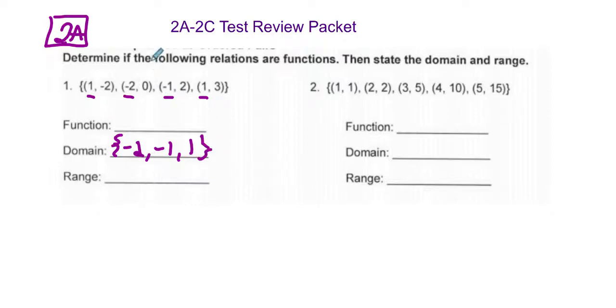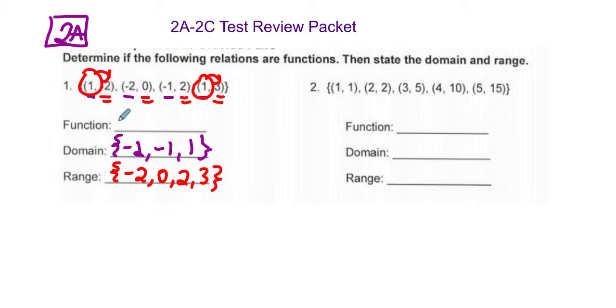Range is the second number in the order pair. Also must be written in increasing order. So -2, 0, 2, and 3. Then we determine if the equation is a function or not. Well, we notice here that we have the domain of 1 going to two different range values, so that means that this is not a function.